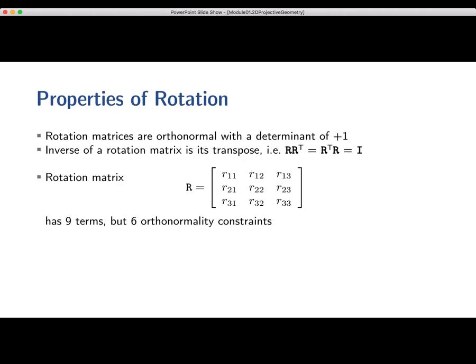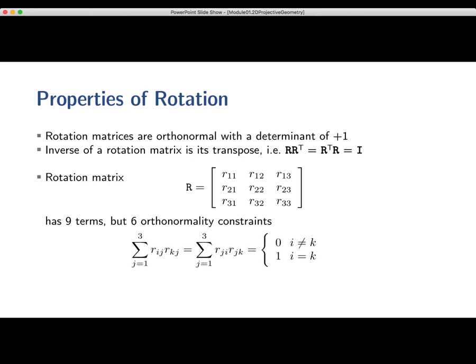Why? Because as soon as I pick these two, the third one has to be such that this column has a norm of 1. As soon as I pick these 3, this column has to be such that the dot product of this and this is 0. So there is a restriction of freedom. You can't arbitrarily pick all 9 terms. That would not necessarily be a rotation.